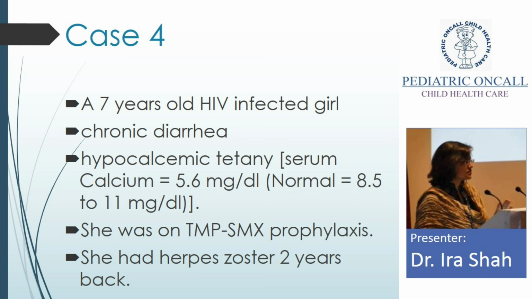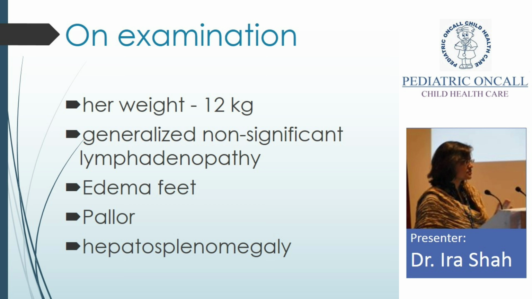Now this is a 7-year-old girl. She's come with chronic diarrhea. She has hypocalcemic tetany. She's an HIV infected girl. She's on cotrimoxazole prophylaxis. She had herpes zoster 2 years back. Now on examination you find that she has hepatosplenomegaly, lymph nodes, pallor, edema.